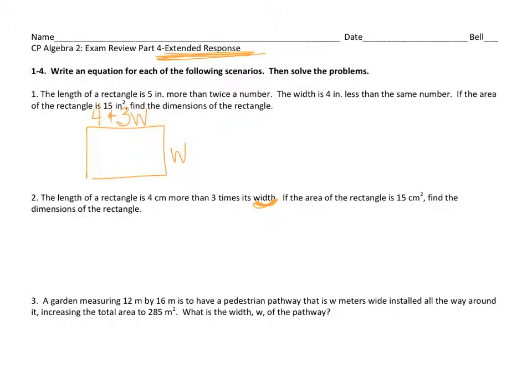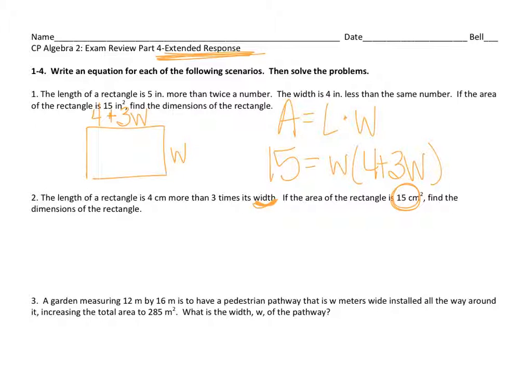And it told me that the total area of the rectangle is 15. Hopefully you remember from geometry that the area of a rectangle is length times width, or in this case, w times 4 plus 3w. And our area is 15. So this is the equation that we're working with.